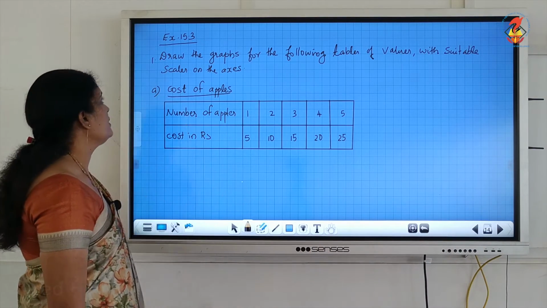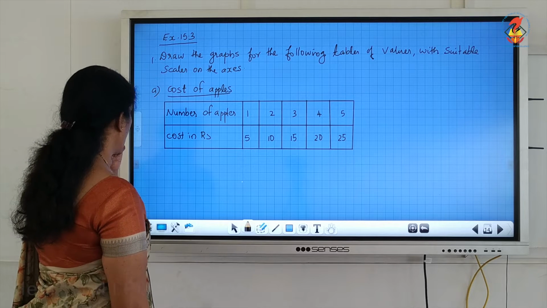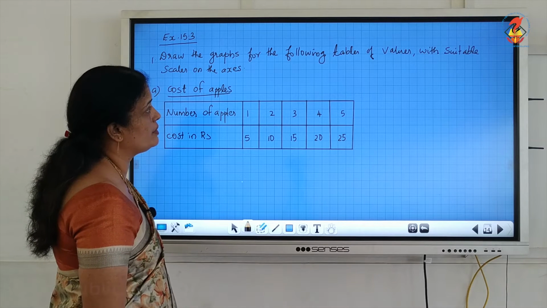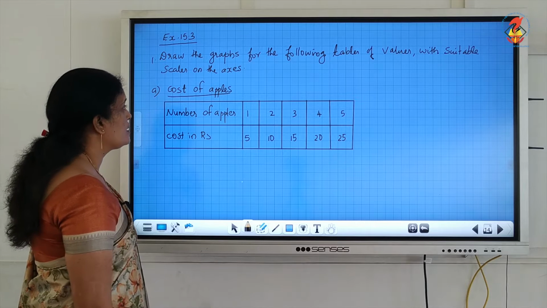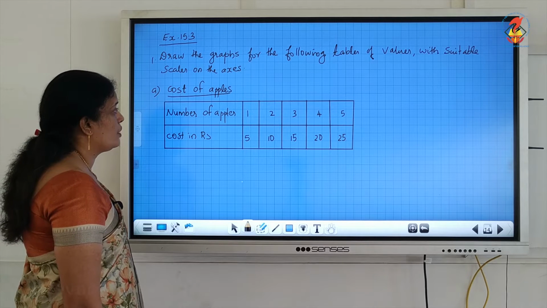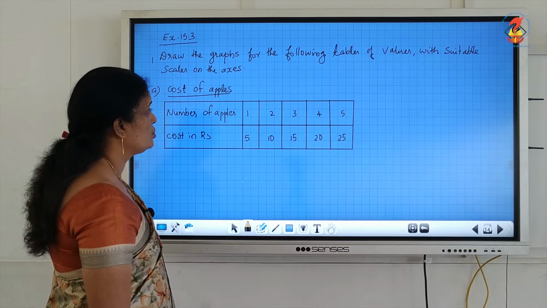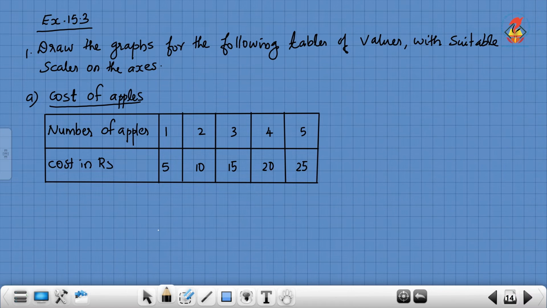For example, exercise 15.3, question number 1: draw the graphs for the following tables of values with suitable scales on the axis. Number of apples: 1, 2, 3, 4, 5. Cost in rupees: 5 rupees, 10 rupees, 15 rupees, 20 rupees and 25 rupees. Number of apples should be marked on the x axis, cost in rupees on the y axis.